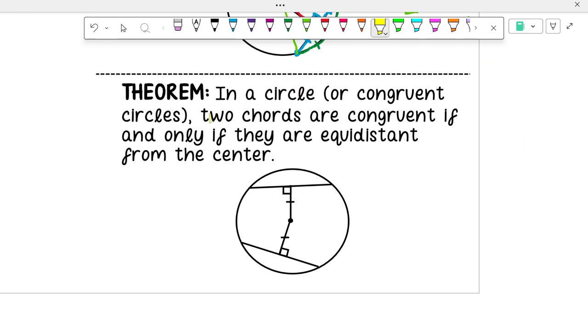So if 2 chords are congruent, it's only if they are equidistant from the center. So what does equidistant mean? Same distance. So if you look, these 2 lines right here represent the distance from the center to each chord. So that means that these 2 chords are also congruent.